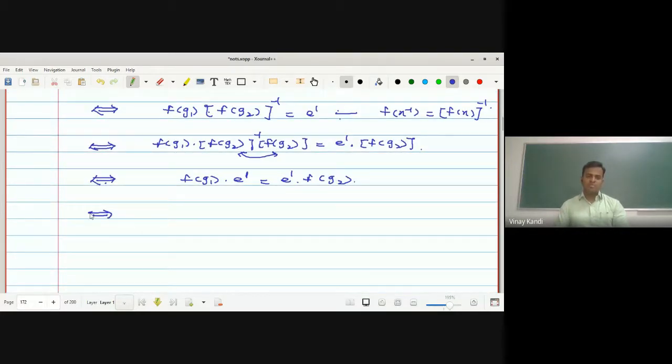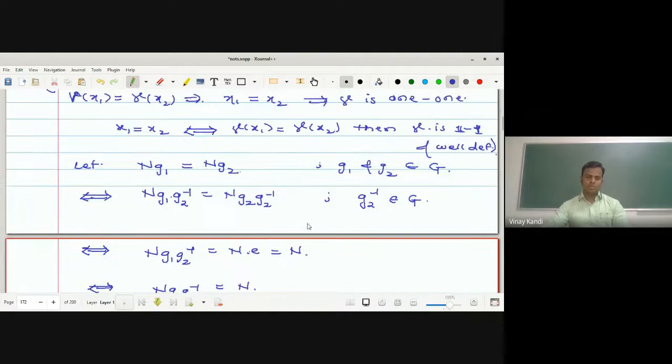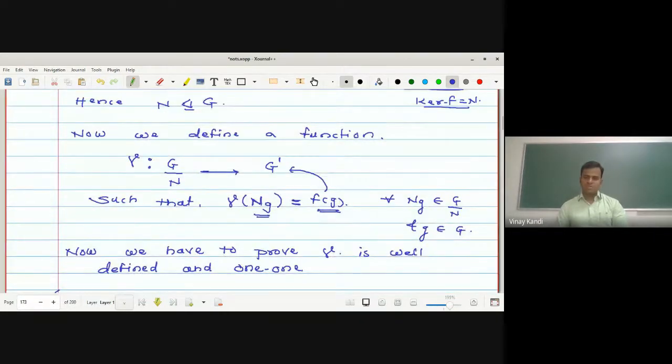Now f of g1 and f of g2 are two elements belonging to G dash, because f is the function from G to G dash. And e dash is the identity of G dash. Hence f of g1 is equal to f of g2. But what is f of g1? f of g1 is equal to gamma of n g1 by the definition of gamma, and f of g2 is gamma of n g2.